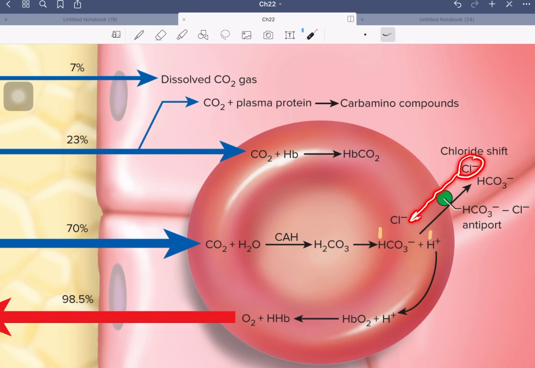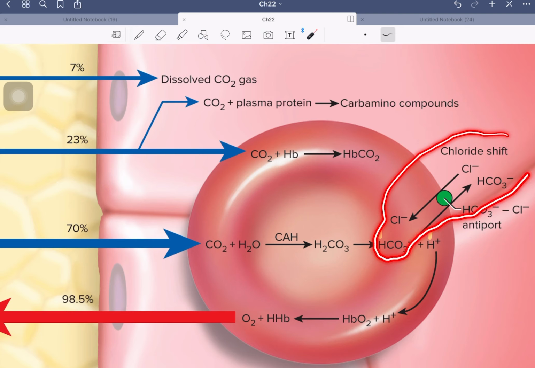Now why chloride? It's just the way the system works. That's the way this transporter works. A bicarbonate goes out and a chloride comes in. There's nothing magic about it other than that's the way it works. Now we're going to give this process right here, the movement of the bicarbonate out and the chloride in, a chloride shift. Why? Because I'm just shifting chloride in order to accomplish what I need to.